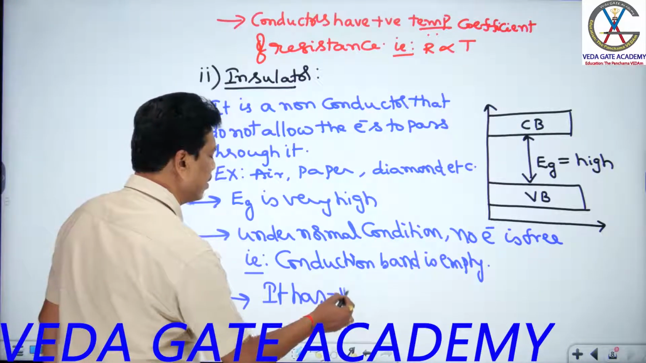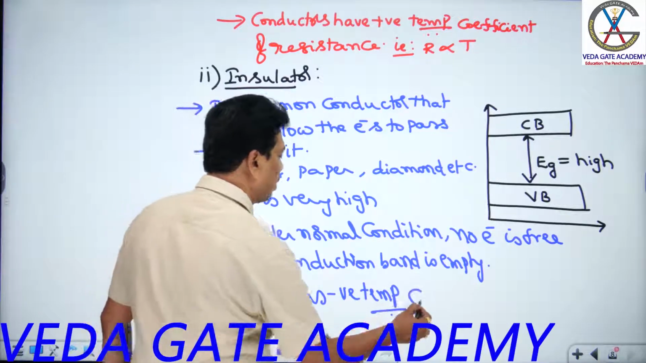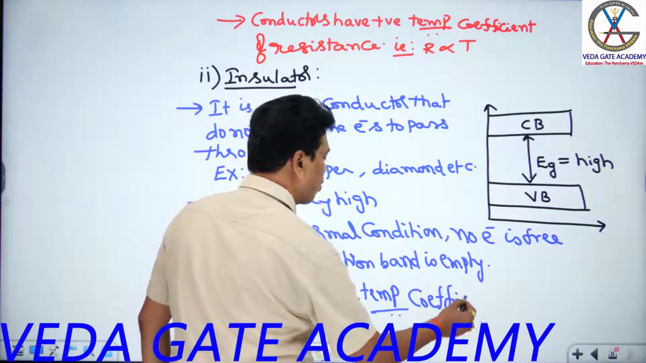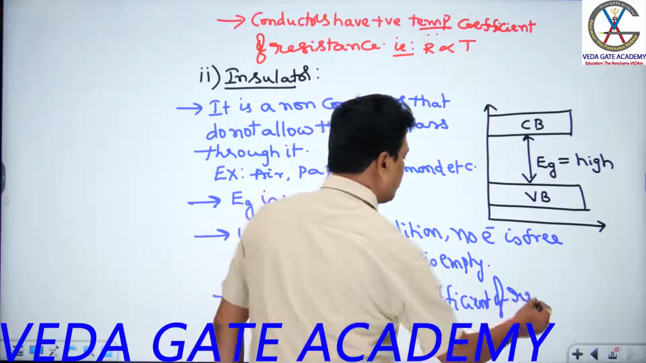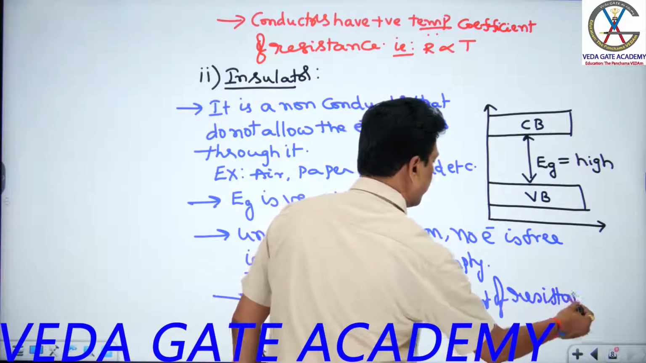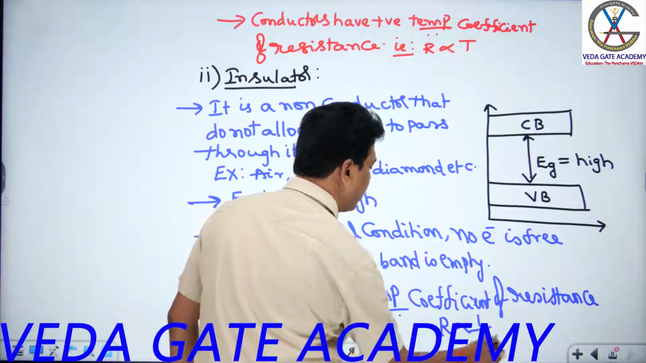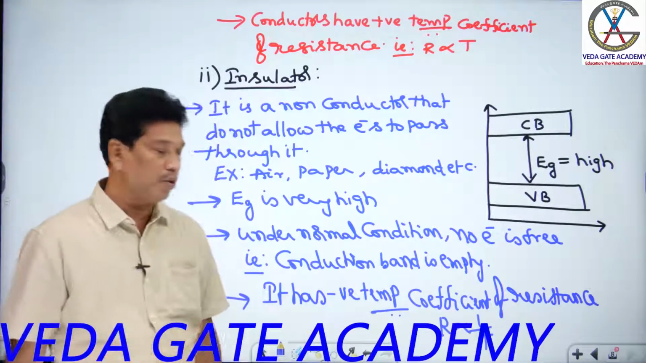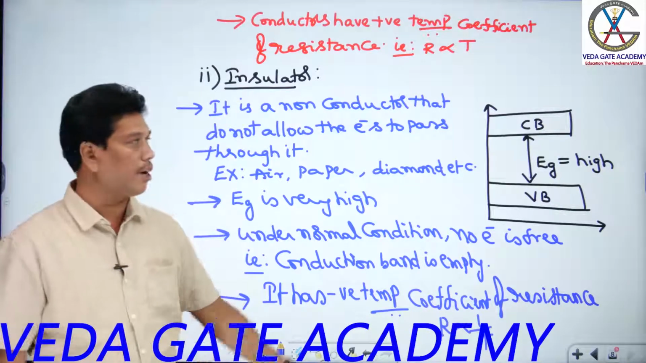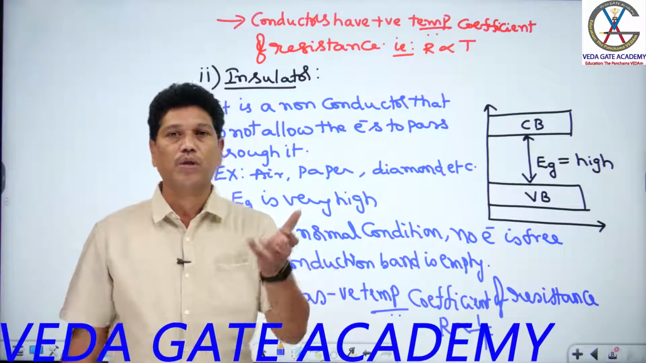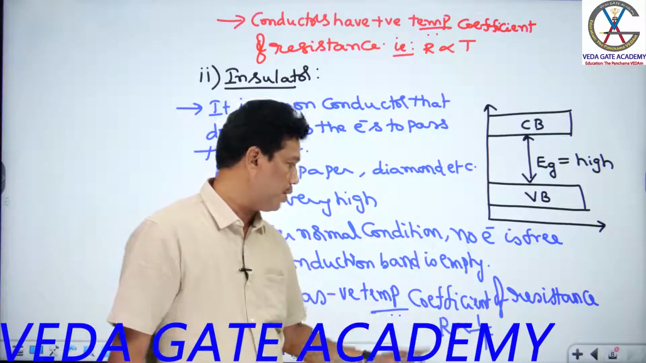It has a negative temperature coefficient of resistance. What is the meaning of that, sir? R is proportional to 1 by T. As the temperature increases, the resistance decreases, students. So this is about what, sir? It means an insulator.